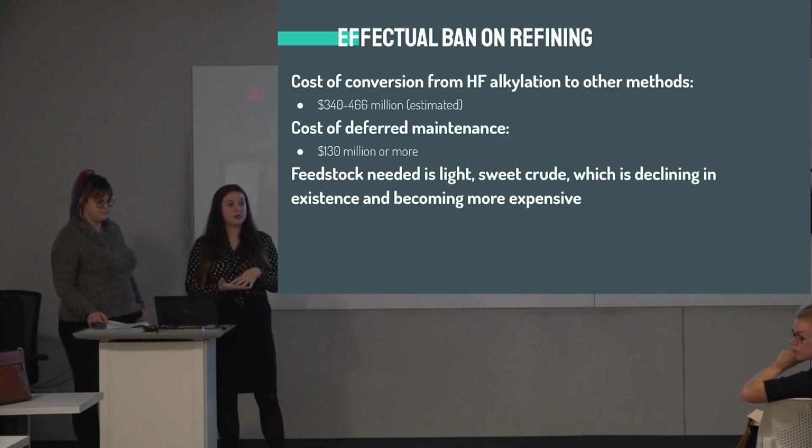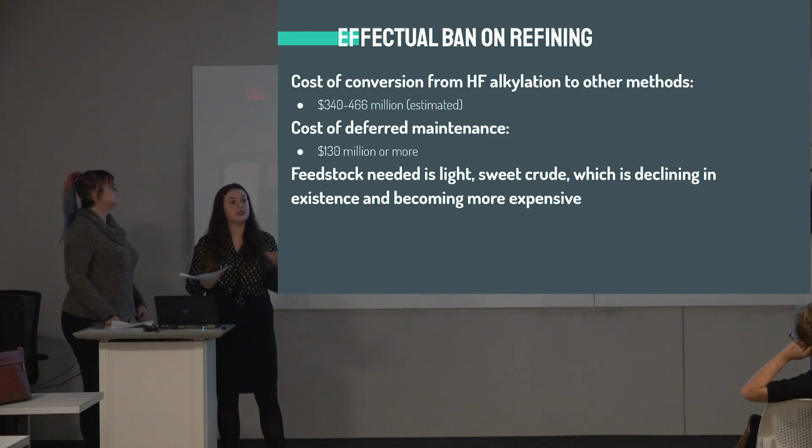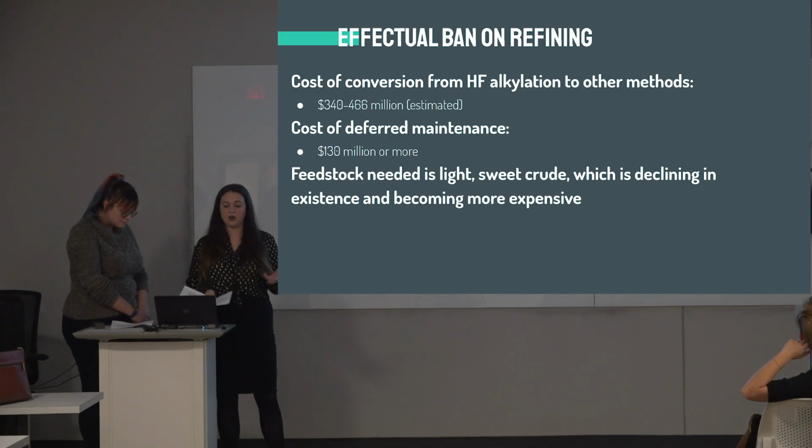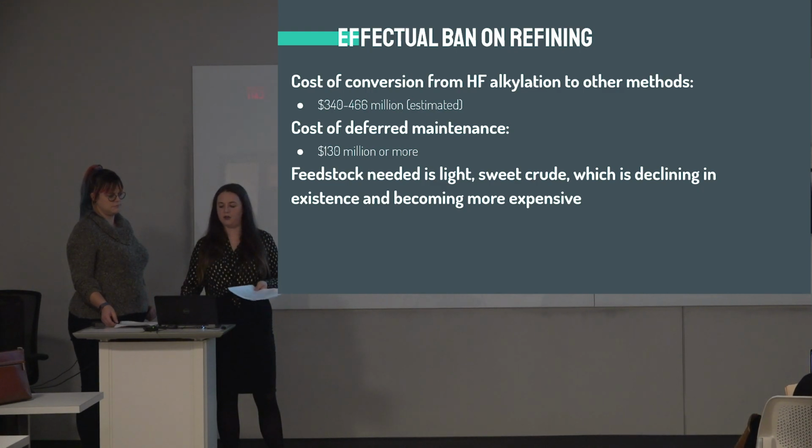This is not the first bankruptcy that PES has gone through. They also went through one in 2018, and they did manage to restructure, but it has not been very economically viable for some time, and they've deferred at least $130 million of maintenance, as well as then the cost of purchasing the site, and then the fact that the site is sort of outdated. It only uses light sweet crude, which is declining in existence and is more expensive, and not a very competitive refinery in terms of infrastructure.